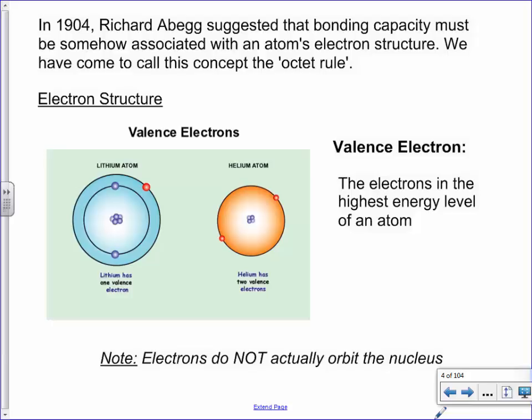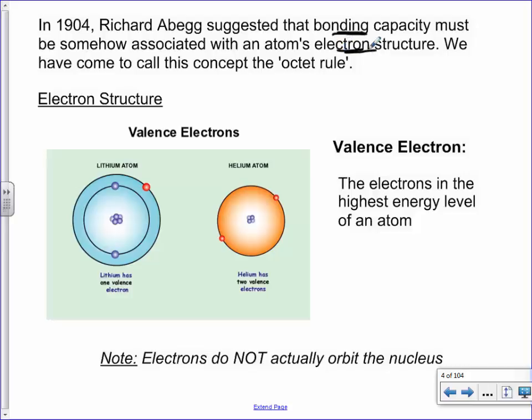Right? The amount of technology leaps that can happen within 100 years is, right? Who knows where we'll be in another 100 years? That makes sense? So back in 1904, Abegg basically has this idea that bonding must be somehow associated with electrons.